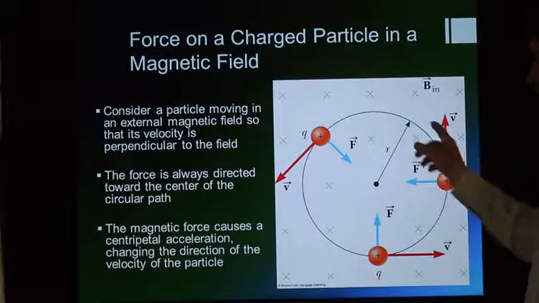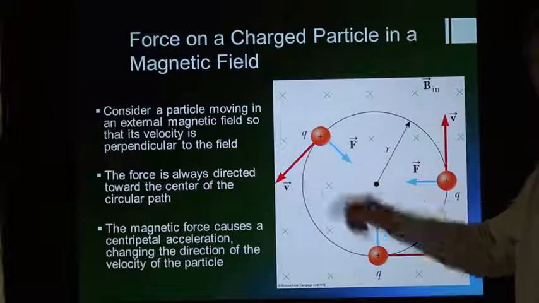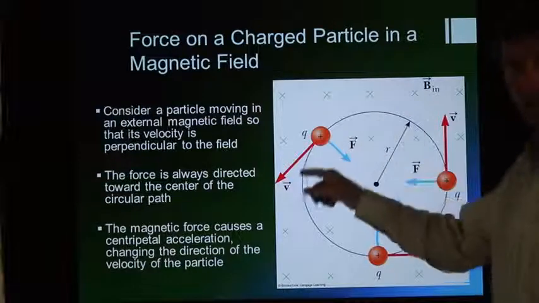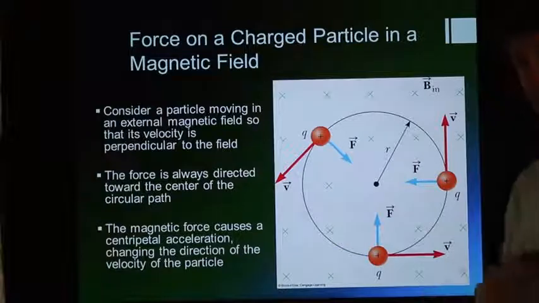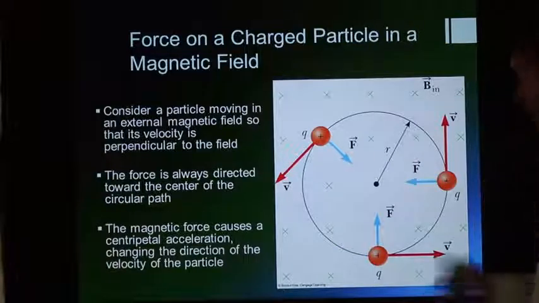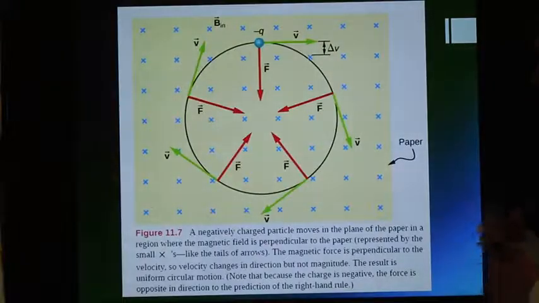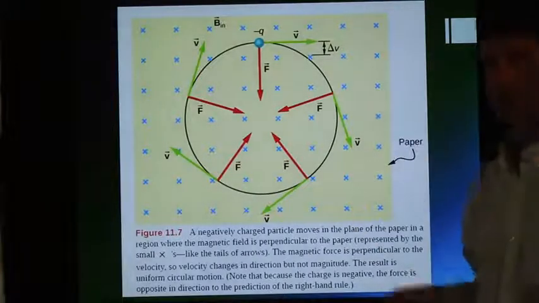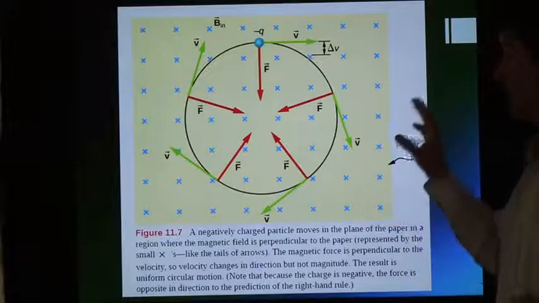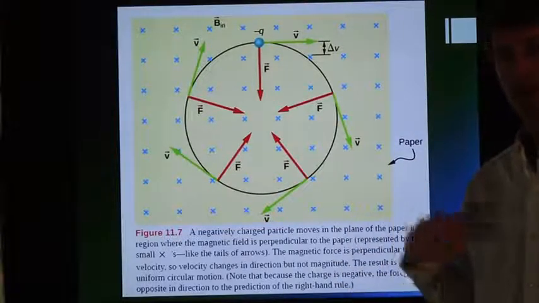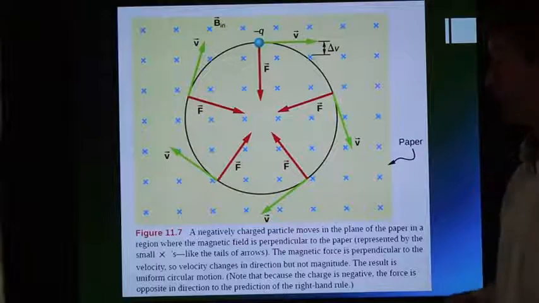So as the force is applied to this charge, it's going to force it in a curved path. The curve is going to be constant because the force is constant, and it will eventually come full circle. Now, what we remember from centripetal forces is that the magnitude of the force is equal to the mass times the velocity squared divided by the radius.